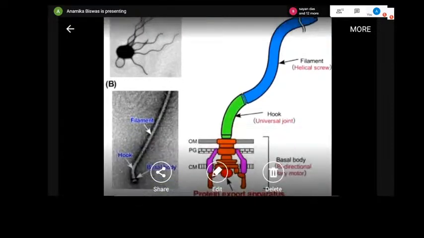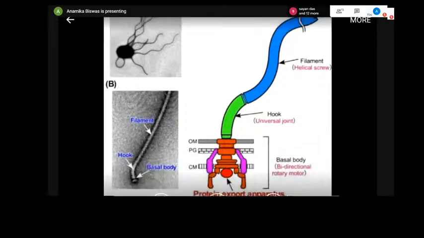Next, the base. It is called basal body. It is the most complex part of the flagellum. This base remains buried in the cell membrane. So what is the function of this flagella? They help in locomotion. That means movement from one place to another place.